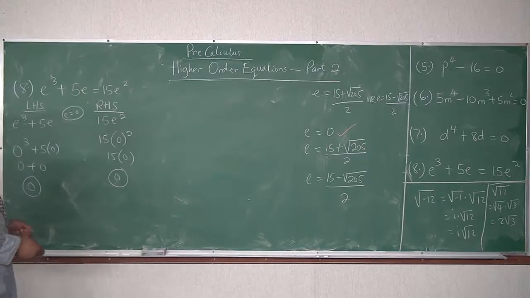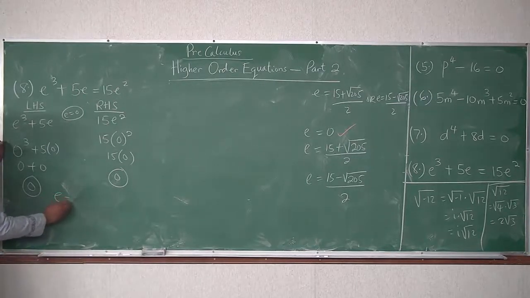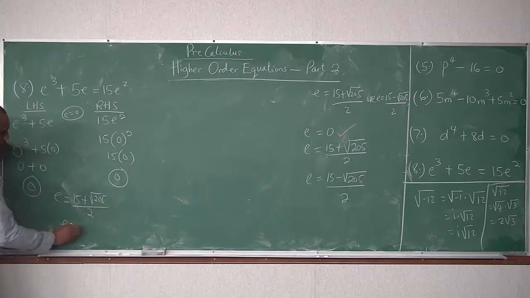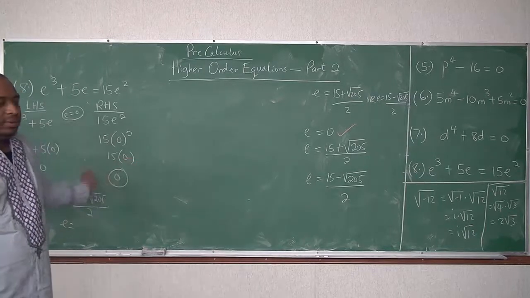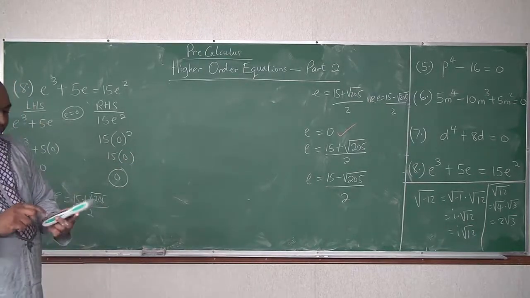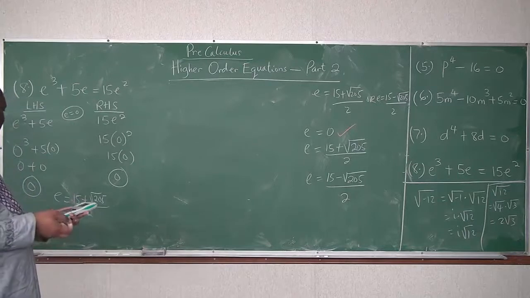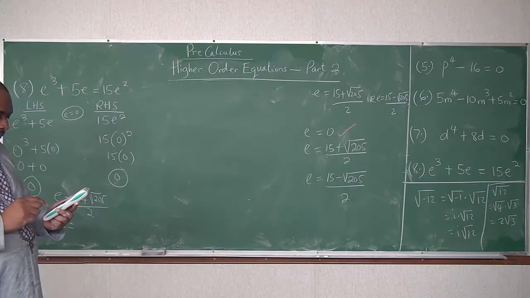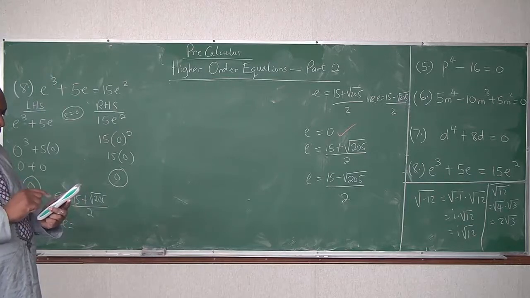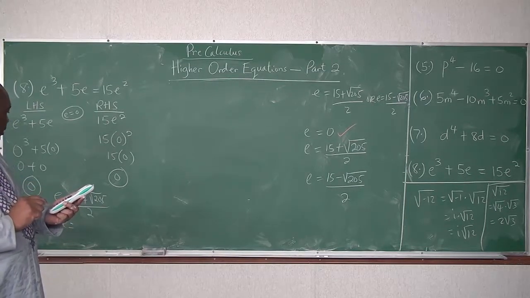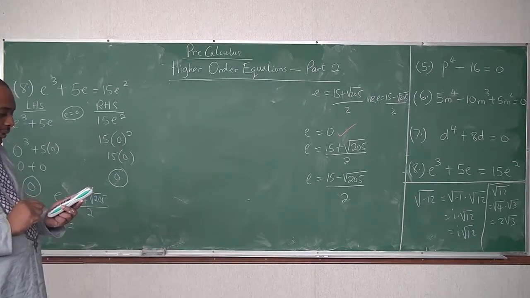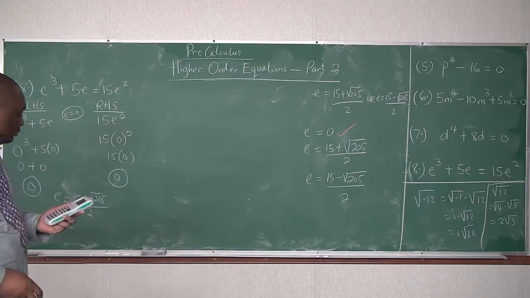Now we do for e equal to 15 plus square root of 205 all over 2. We are going to just convert this to decimal and check it that way. It will be easier for us that way. So we'll first of all do square root of 205. You can do that in your calculator. Square root of 205 is this. Then plus 15 equal to this. Then divided by 2 equal to this.